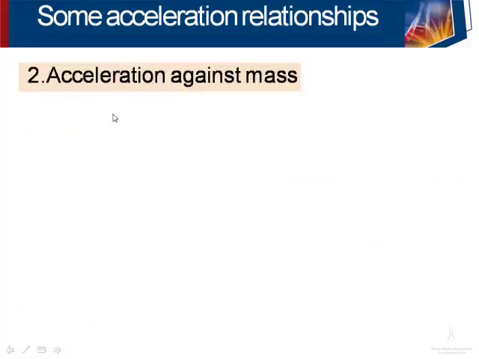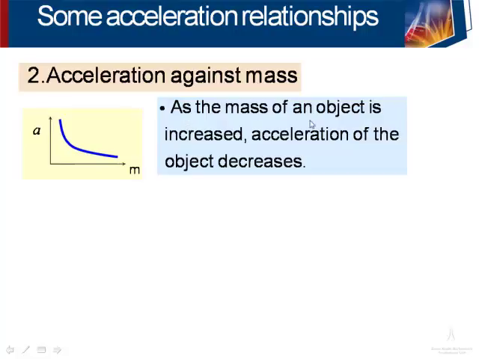We now look at the relationship between acceleration and mass. If we plot a graph of acceleration on the y-axis and mass on the x-axis, we can see that as the mass is increasing this way, you can see the acceleration is decreasing, and we get a graph with this shape. So therefore we see as the mass of the object is increasing, the acceleration of the object is decreasing. One variable increasing, the other variable decreasing. Remember, this is an inverse proportion.